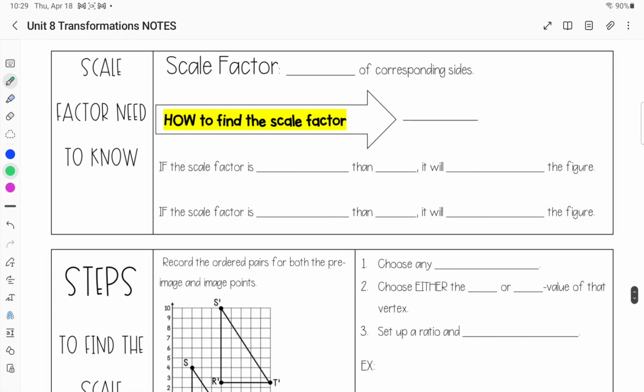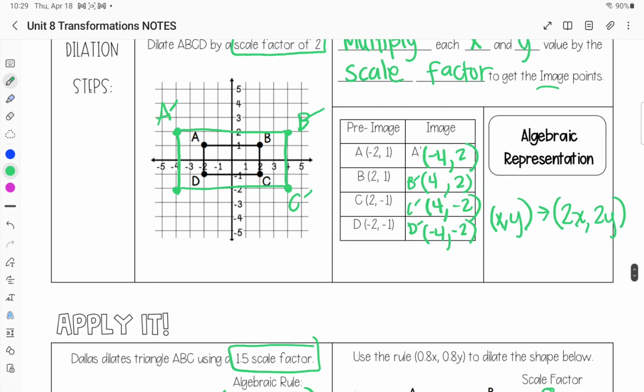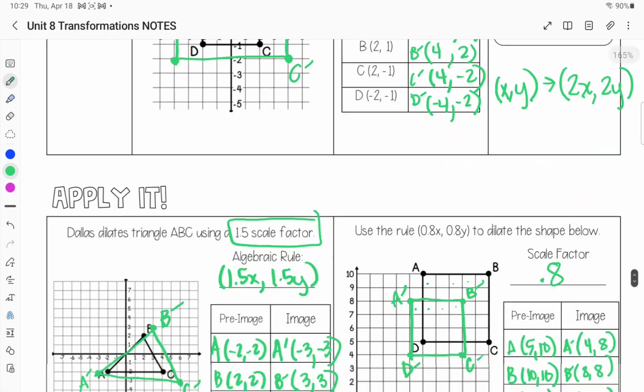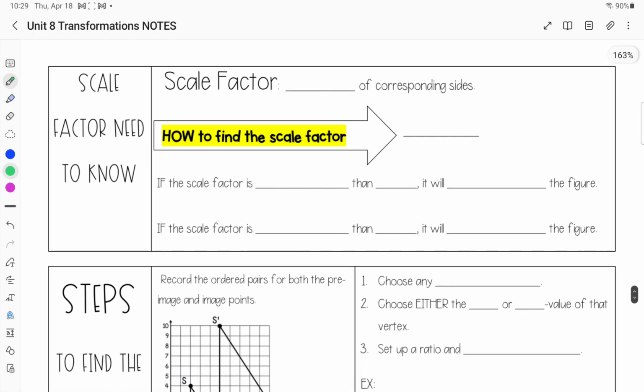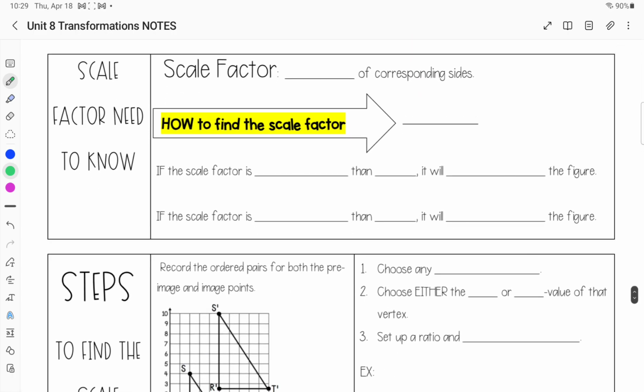Let's look at our scale factor. So this is taking it, using the scale factor, and changing the shape. On these ones, we're going to have to find the scale factor. So things that we need to know about the scale factor. A scale factor is a ratio, so a fraction or a ratio of corresponding sides. So to find these, we're going to set it up as image over pre-image.